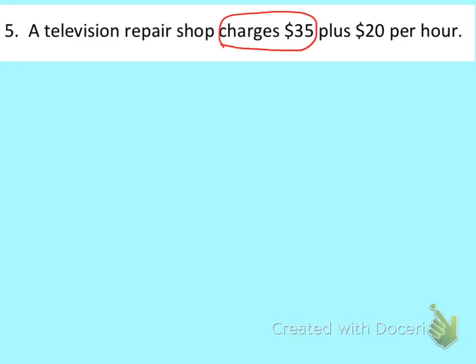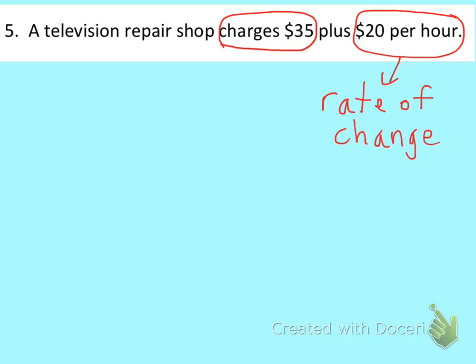Number 5. A television repair shop charges $35 plus $20 per hour. So we want to write an equation of this line. It's going to be linear. There's 2 important parts here. We have $35 that they charge plus $20 per hour. So if you're being charged per hour, depending on how long the person is there fixing a TV, it's going to cost more money the longer that they're there. So that's the rate of change when it's per hour, $20 per hour. $35 is just constant. They're going to charge $35 whether they're there for a minute or for the entire day.